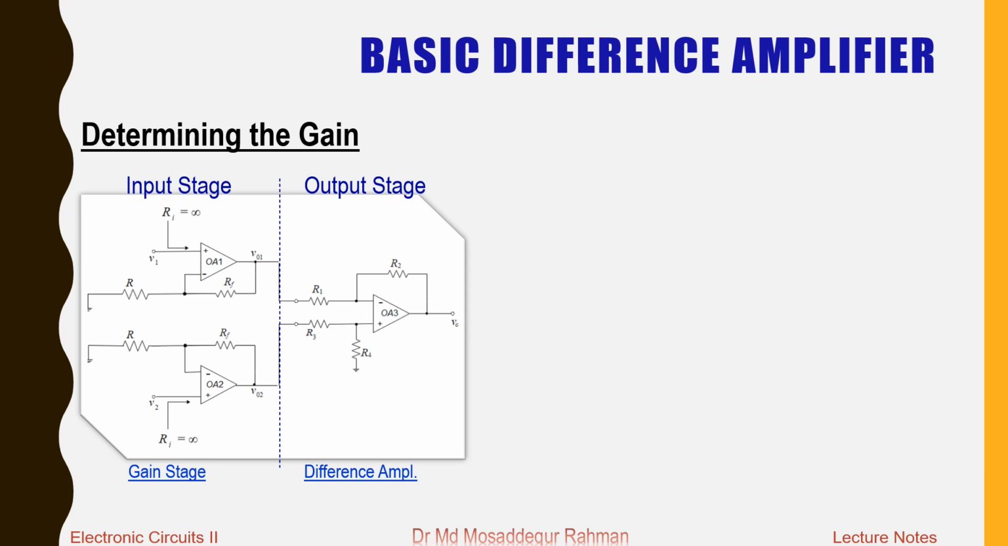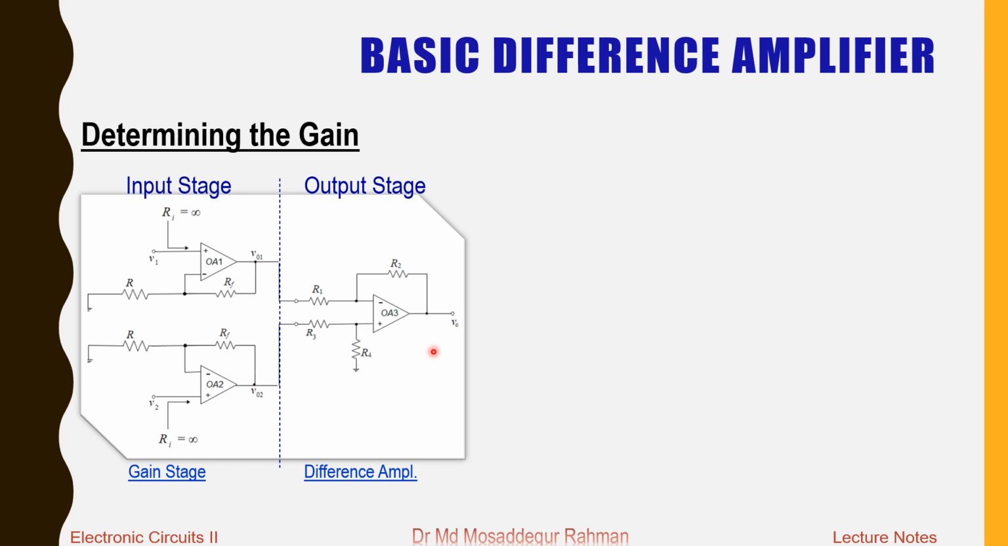So now we'll try to derive an expression for the gain of the modified difference amplifier circuit that we came up with in our previous slide in our effort to enhance the gain. The circuit that you can see here has two parts. One is the input side that we call the gain stage that was added to our basic difference amplifier, and that is now the output stage.